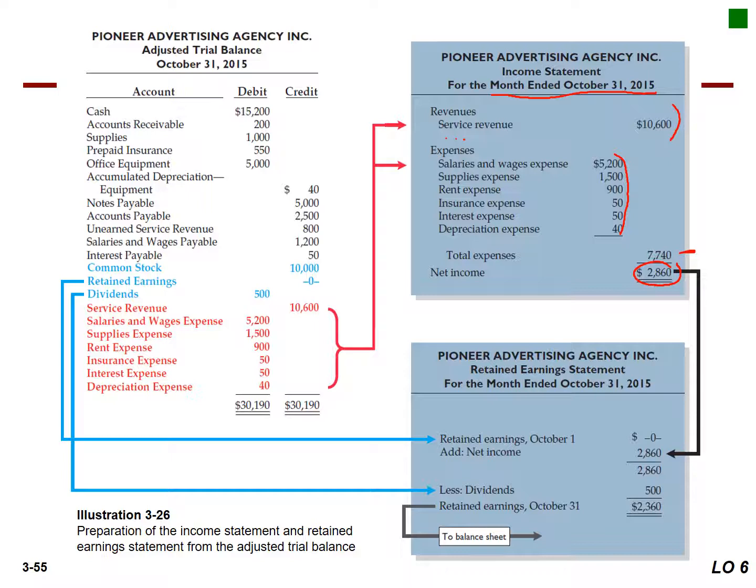This net income is going to appear here in our retained earnings statement. But again, our retained earnings statement is going to be our beginning retained earnings, which at the beginning of October, since this business just got started this month, is 0. So we're starting off with a 0 balance. We add this net income, subtract out our dividends that have been paid, and that gives us this ending retained earnings balance of $2,360. This retained earnings balance shown on a retained earnings statement is going to appear in the stockholders' equity section of our balance sheet.